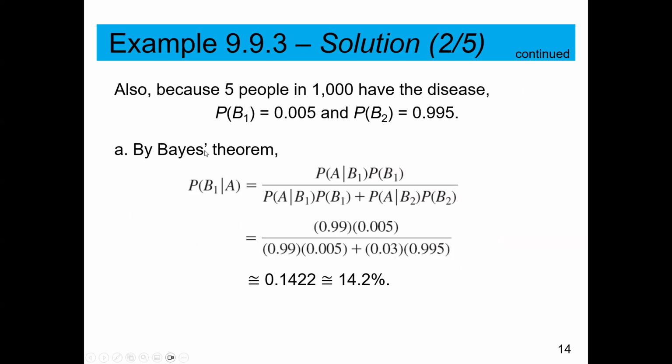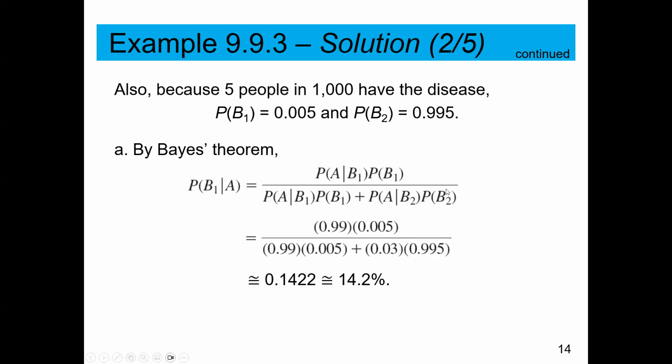So we now put all these numbers in. For part A, we want to know the probability that someone actually has the disease, given that they tested positive. That's the probability that they tested positive given that they had the disease, which is 0.99, times the probability of B1, that they have the disease, which remember is 0.005 or 0.5%. And down here, we take the probabilities that they test positive both when they have the disease and when they do not, and add those two values together.